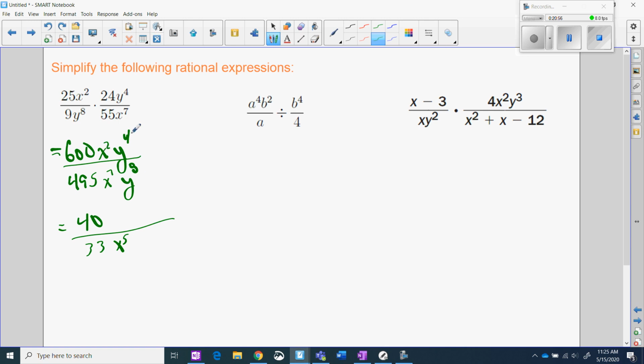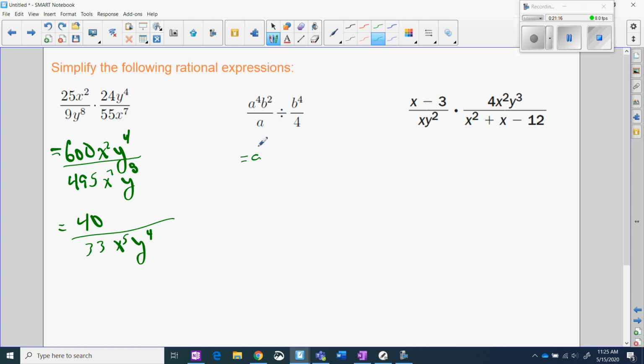I've got y to the 4th, so there's 4 y's multiplied together in the numerator. There's 8 y's multiplied together in the denominator, so 4 of the y's from here would cross out 4 from here, leaving y to the 4th in the denominator. That one's done. All right, this one's division.